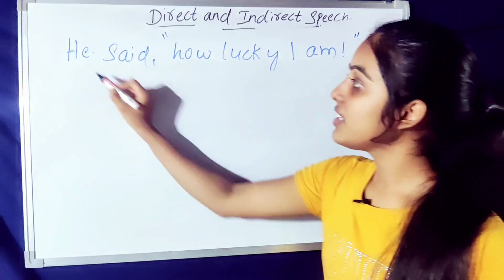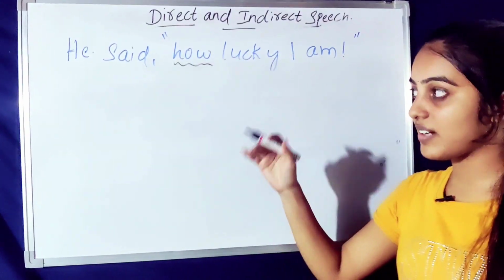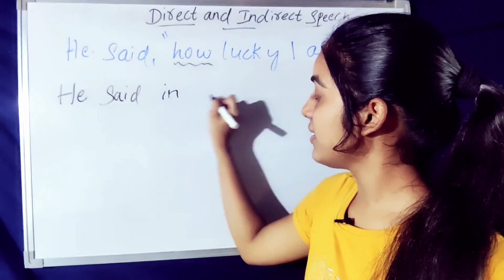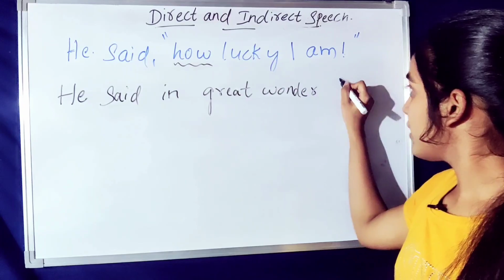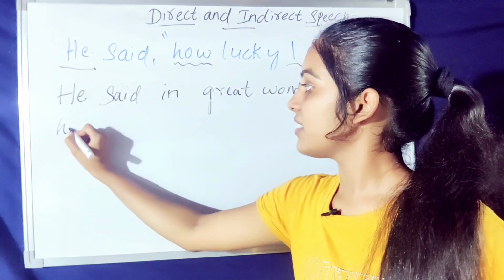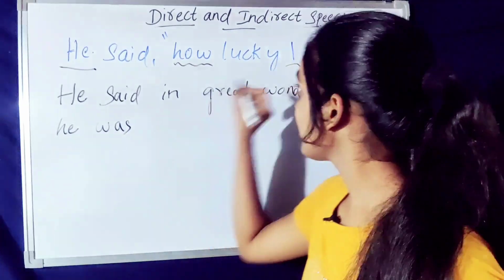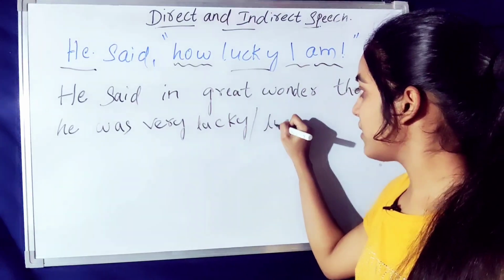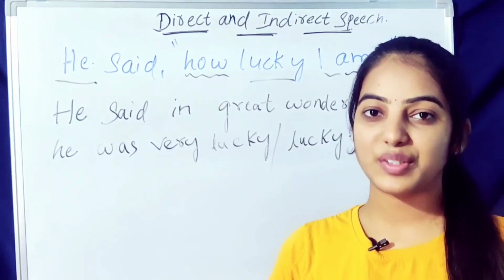Here is another example. He said, how lucky I am. Here the reported speech begins with how. Such types of sentences should be converted as he said in great wonder. I have told you, right, that I refers to he here. He am, simple present, change it to simple past. He was very lucky, or simply lucky. These are the four types of sentences for converting direct to indirect speech.